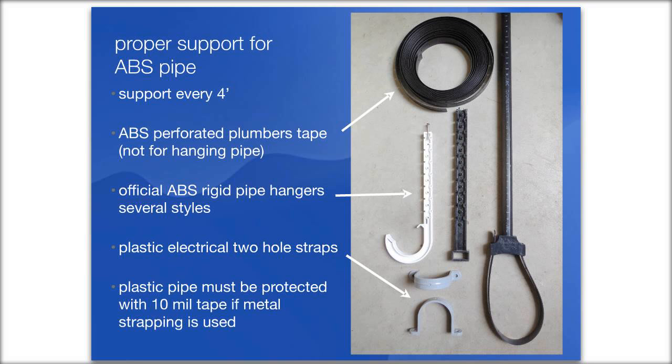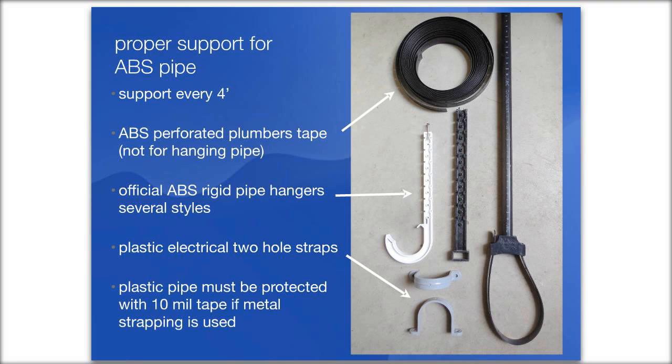There's a rigid rod, and either like a little loop thing that you pull tight around the pipe, or there's a J hanger there. These are all typically screwed or nailed into the framing under the house.